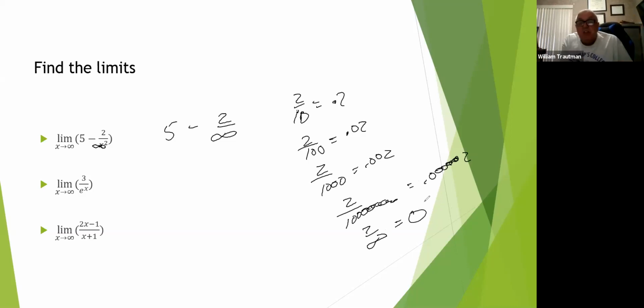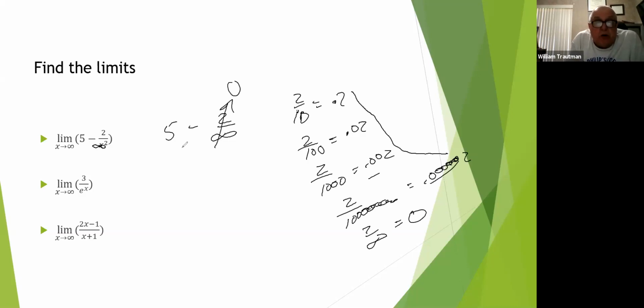0. Do you see? The closer you get to infinity, the more these answers approach 0. They're getting closer and closer, really small, small, small. It approaches 0. So 2 divided by infinity is 0. 5 minus 0 is 5. So this limit equals 5. Do you see the power on the bottom is larger? When x approaches infinity, 2 divided by infinity equals 0.